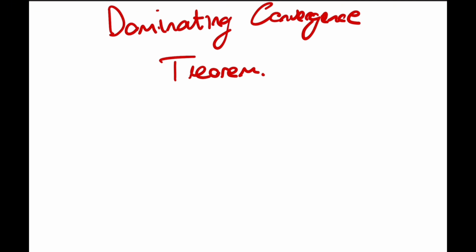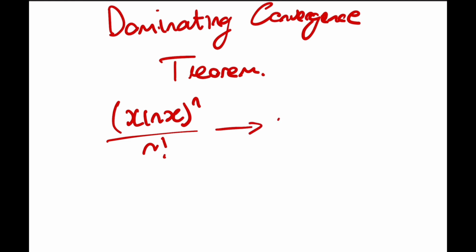all, our function, so our x ln x to the power of n over n factorial, has to converge to x ln x as n gets bigger and bigger, aka as n approaches infinity, x ln x to the power of n over n factorial has to approach x ln x. Now, that is a job in itself, so have a go at proving that.